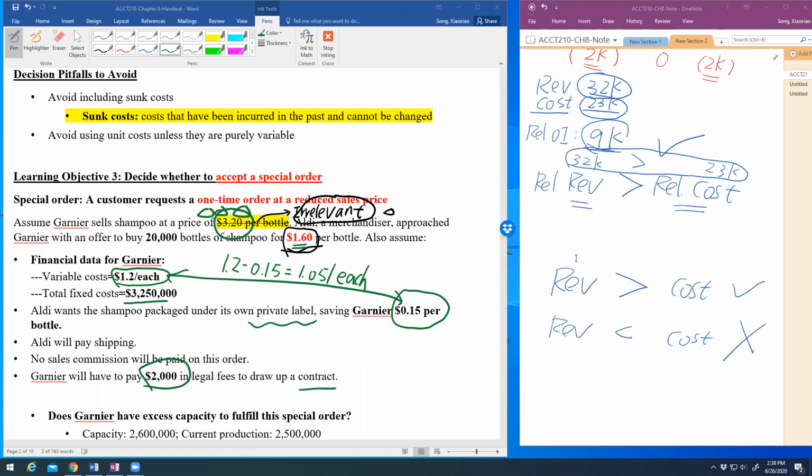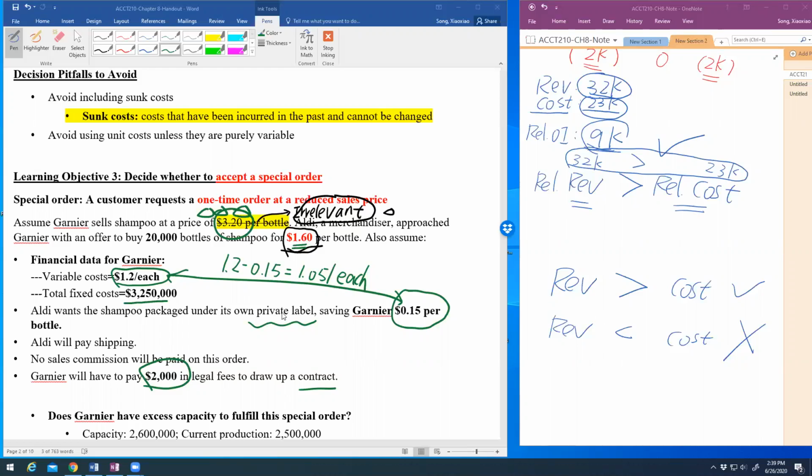Last time we talked about the first scenario: whether we should take a special order, yes or no. We said the rule of thumb is if your relevant revenue is more than the relevant cost, you should take it. Very obviously, like this example showed us, you will increase your revenue by 32,000, but you just need to pay 23,000. So that's a good deal, right? You got more money than the money you will spend, so we should take it. But if it's the opposite, then we should reject the special order.